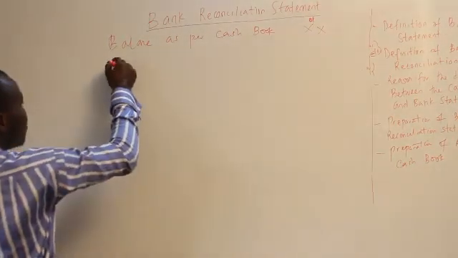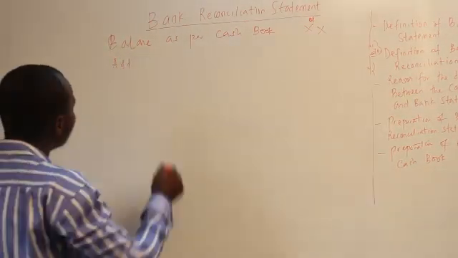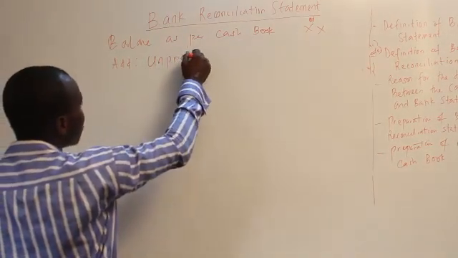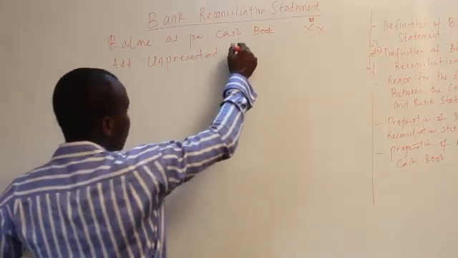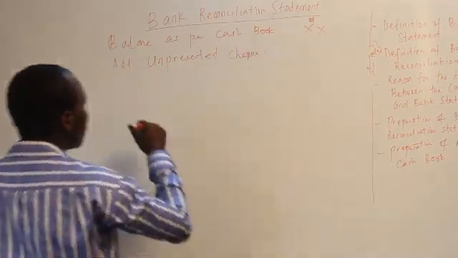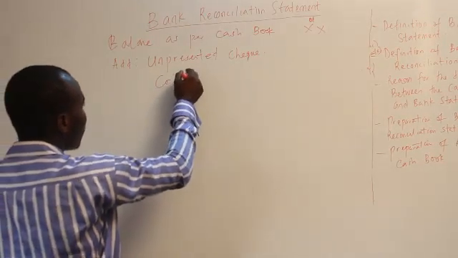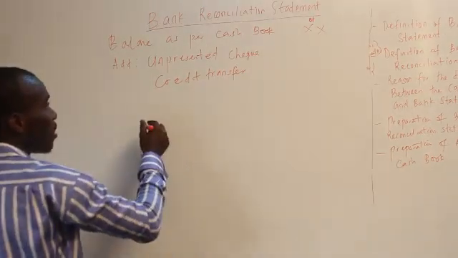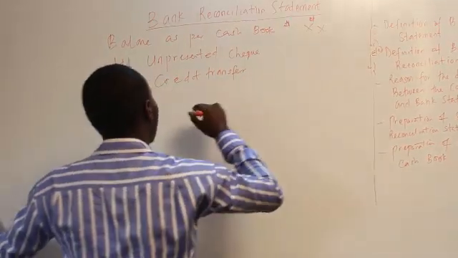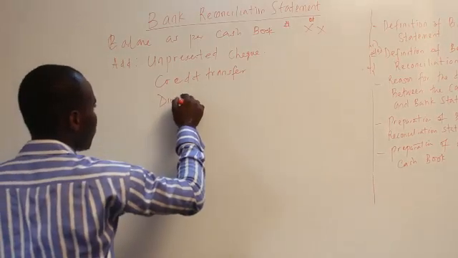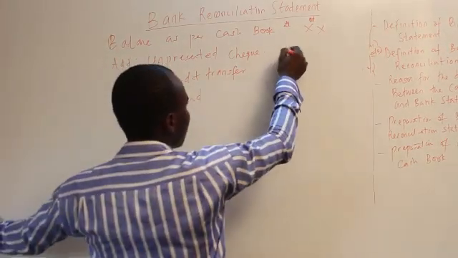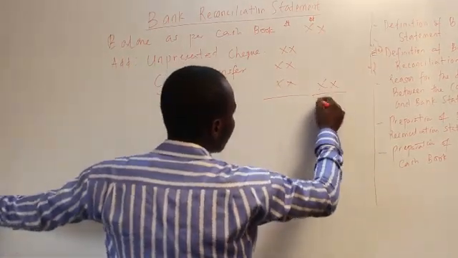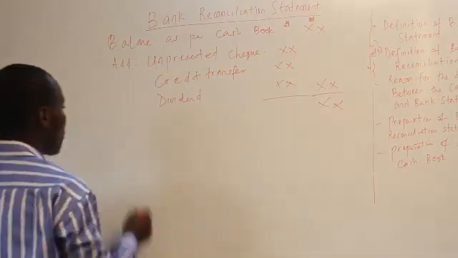So we are going to add the addition to it, and this addition is the unpresented check, which has been explained earlier, will be added to the cash book. We have the credit transfer. Thereafter, we have the dividend. So we have this, and we have this. If we have the amounts, then we have this. And that gives us the addition of this.